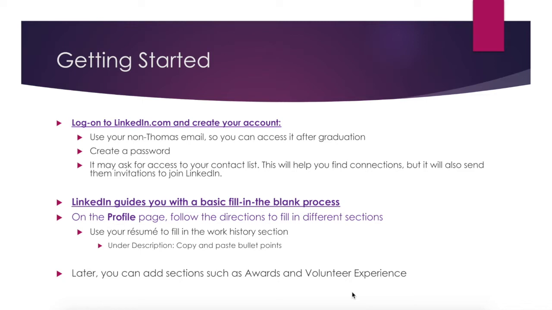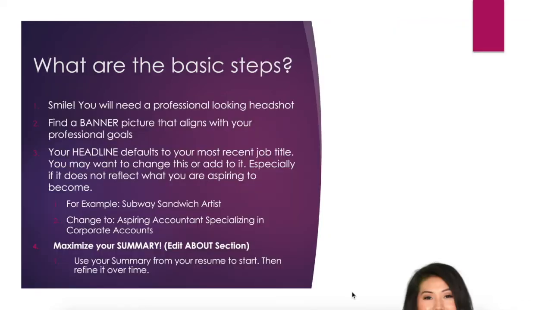Use your resume to fill in your work history section. Under the description section, you can copy and paste the bullet points from your resume directly into the LinkedIn profile. This makes it quick and easy and is the best way to bring bullets over. Later, you can add sections such as awards and volunteer experience.